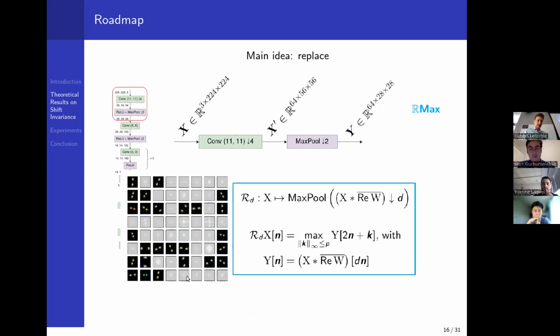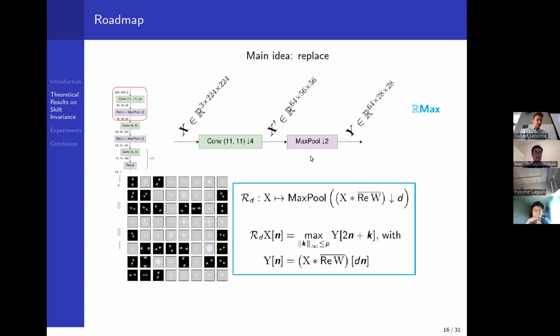The intuition is that the nonlinear max pooling layer that we add on top of the convolution layer may actually help recover the shift invariance. And to assess this hypothesis, we apply the following methodology.